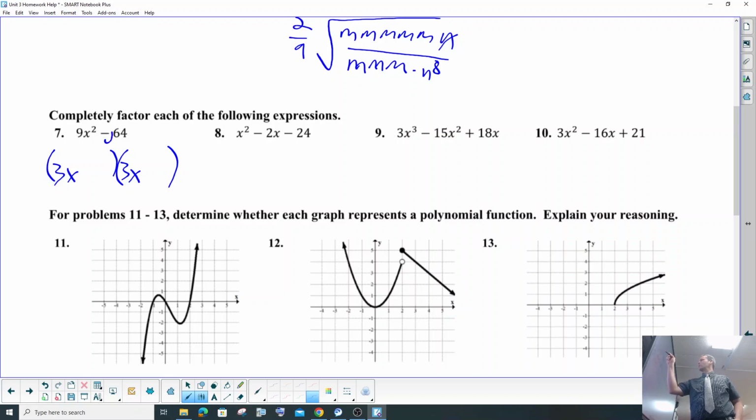64 breaks down into the square root of 64, which is 8. So 8 times 8. A plus and a minus because it's called difference of squares. Right? Don't forget to factor this one and this one.